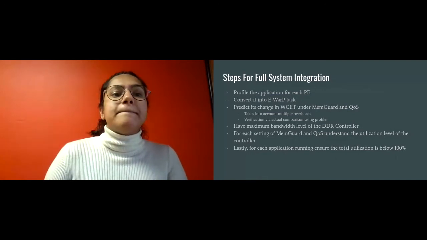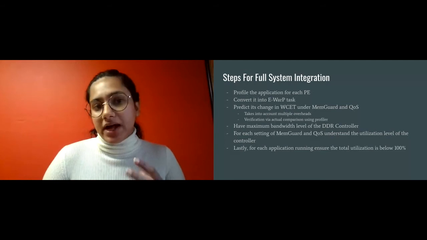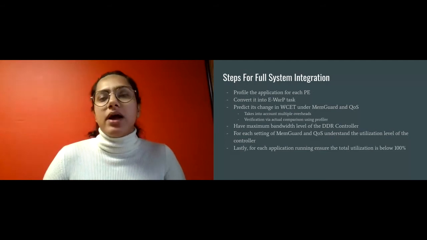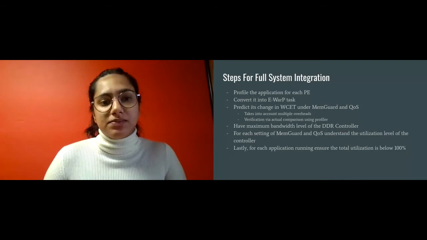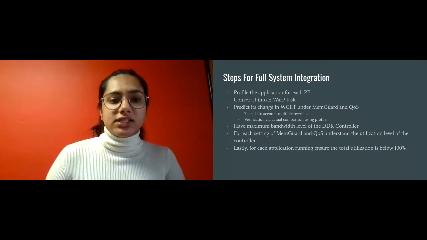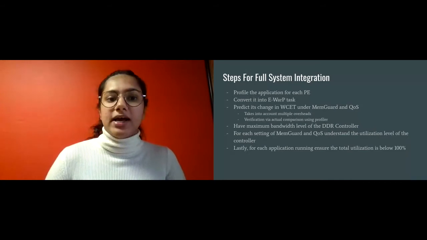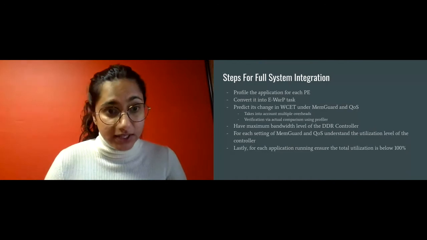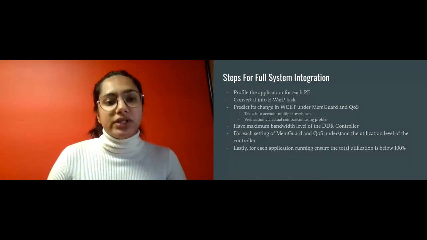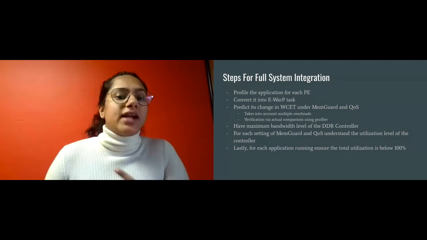So before I show the final results, I just want to put all the moving parts together to understand the requirements for having a full system experiment and still show deterministic results. So firstly, we run the application multiple times in isolation without memory bandwidth regulation, and we capture the worst case execution time and the DRAM usage of that application.